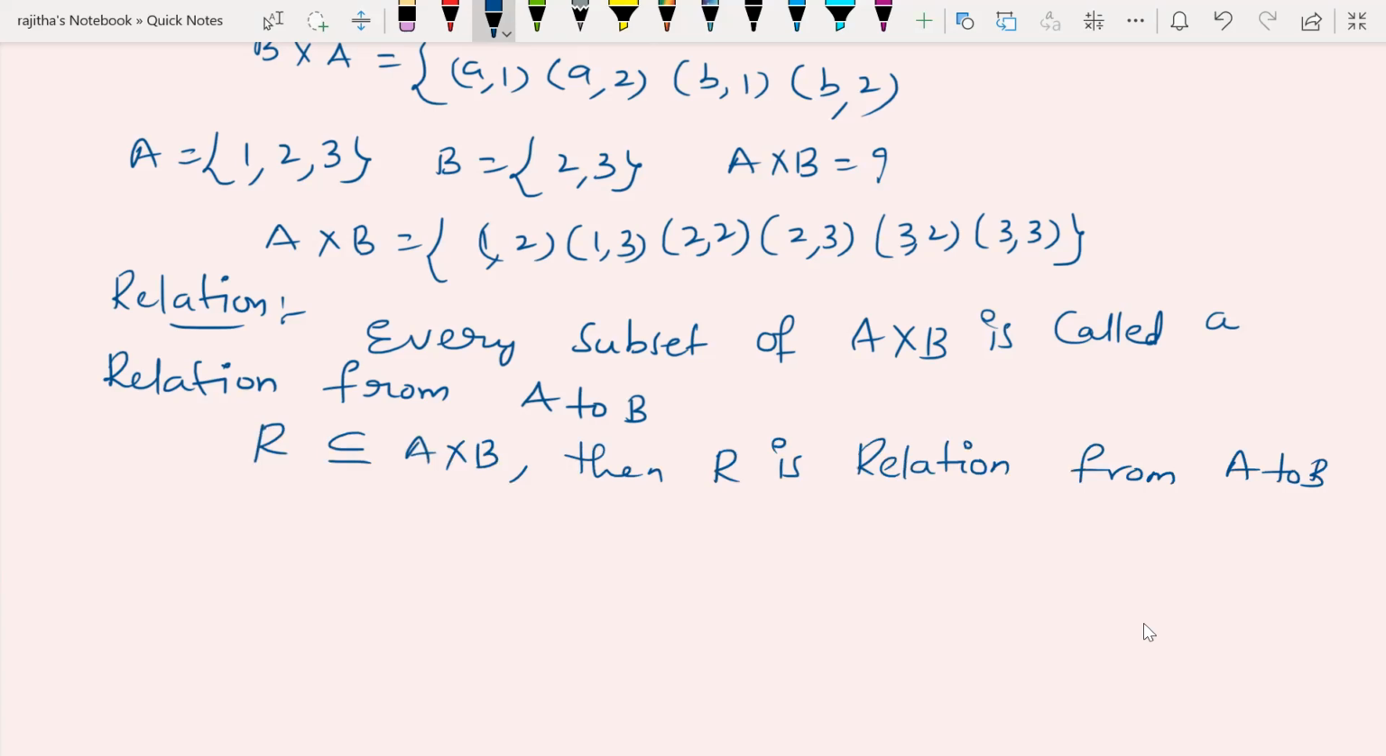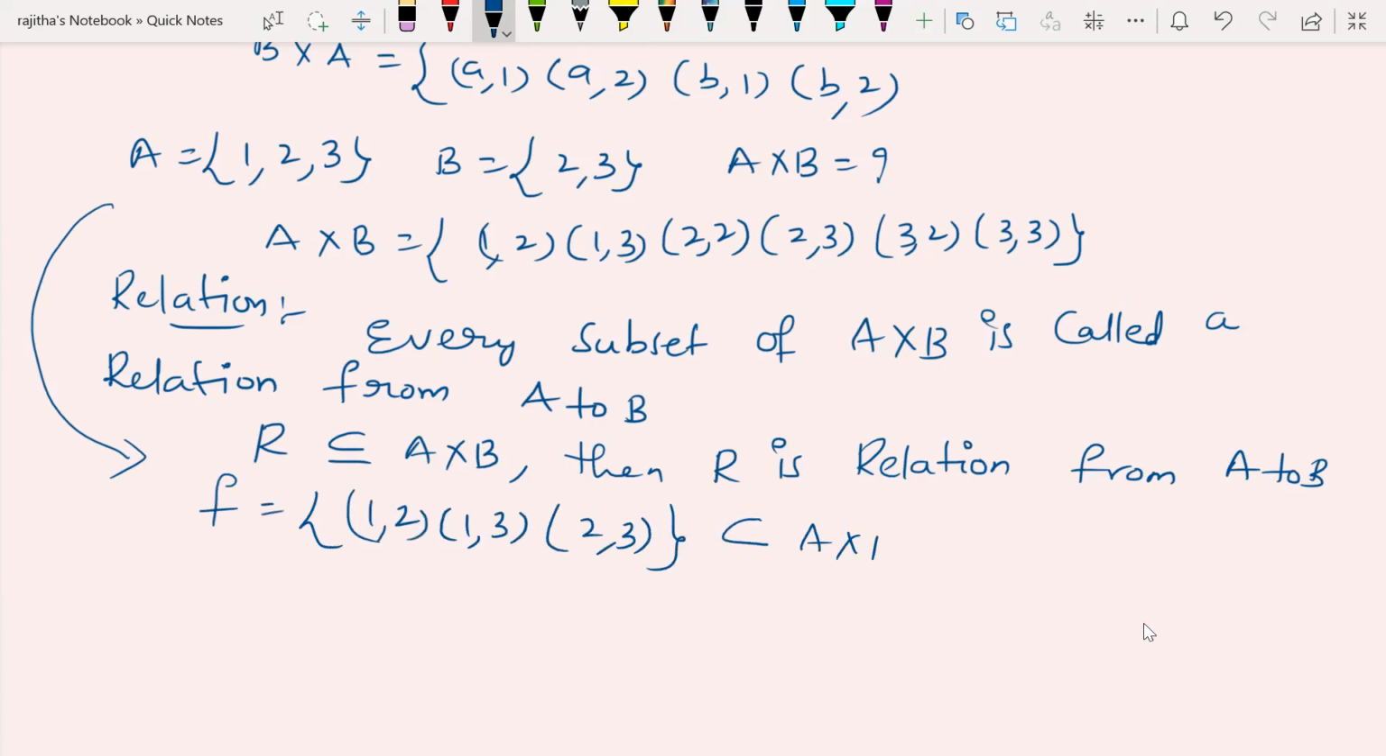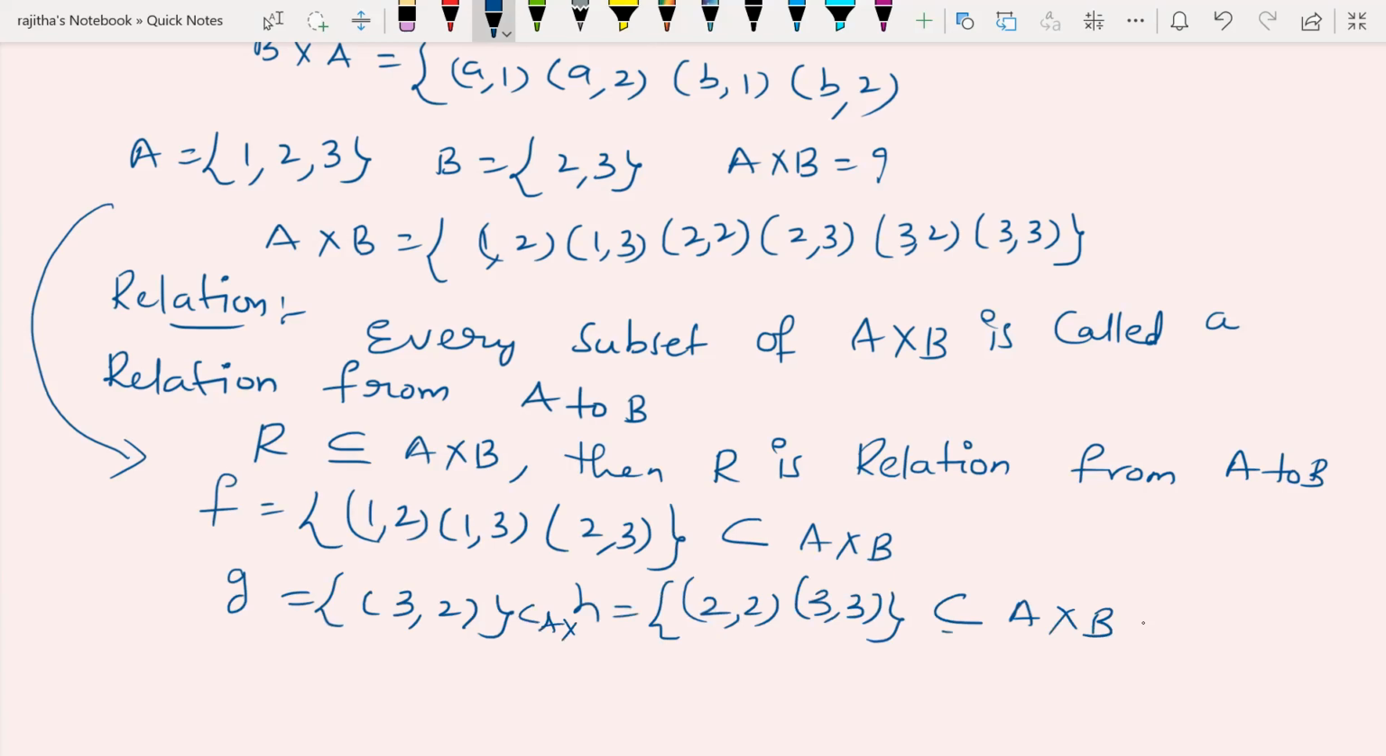Here in this same example, F is equal to the relation {(1,2), (1,3), (2,3)}. This is a subset of A cross B. Similarly, let us assume one more, G is equal to {(3,2)}, and one more, H is equal to {(2,2), (3,3)}. So here also these are subsets of A cross B.